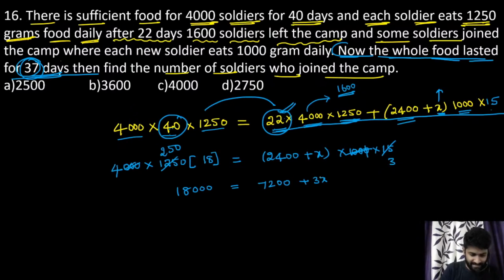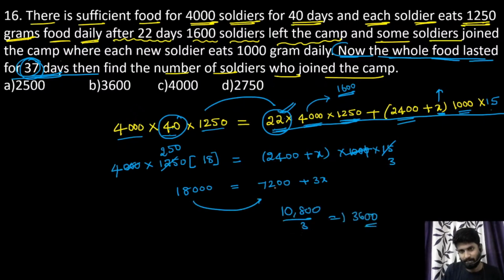Clear? So guys, just read the question. If you read the question, you can understand. They mentioned that the rest of the food lasted for 37 days. So 37 days means you can take a value of 15. Why? Because we already completed 22 days of work. Now you just consider it as 15, then go with the calculation. Guys, clear everyone? So the difference of these two numbers is exactly equal to 10,800, divisible by 3, the value becomes 3,600. The value becomes exactly 3,600.